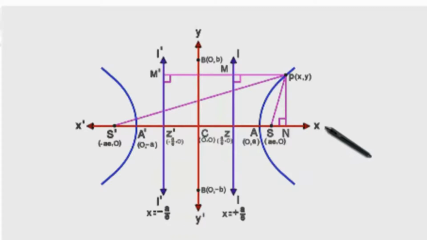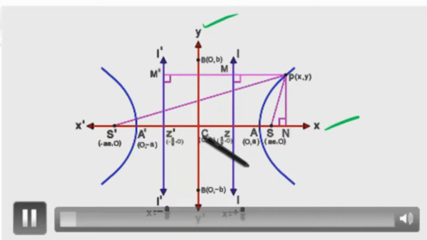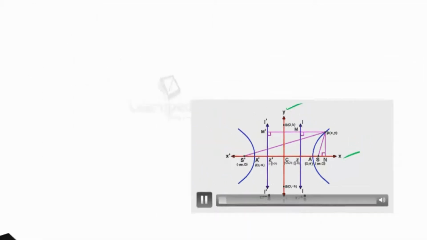See here, x and y are the coordinate axes whose point of intersection is the origin, and here S is a fixed point and this L is a fixed line. Here S dash is a fixed point and L dash is a fixed line. Accordingly, this point P is defined by its distance from the fixed point and its distance from the fixed line. So here let us consider it in this way.